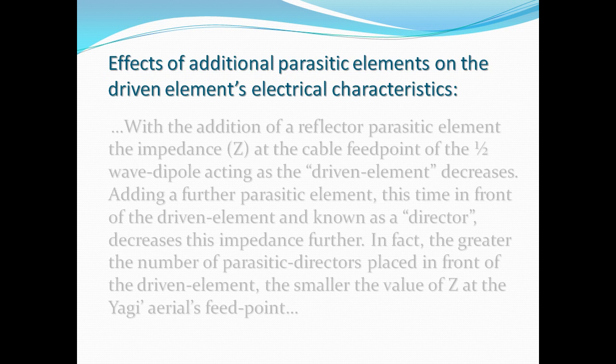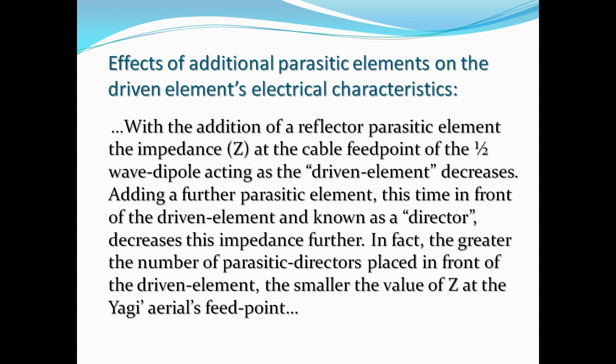Effects of additional parasitic elements on the driven element's electrical characteristics. With the addition of a reflector parasitic element, the impedance, denoted by the uppercase letter Z, at the cable feed point of the half-wave dipole acting as the driven element, decreases. Adding a further parasitic element, this time in front of the driven element and known as a director, decreases this impedance further. In fact, the greater the number of parasitic directors placed in front of the driven element, the smaller the value of impedance at the Yagi aerial's feed point.